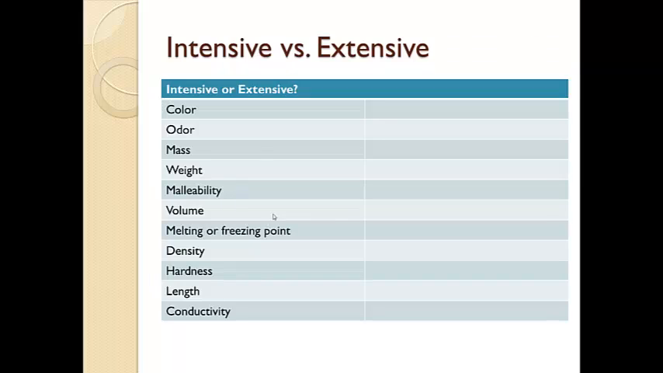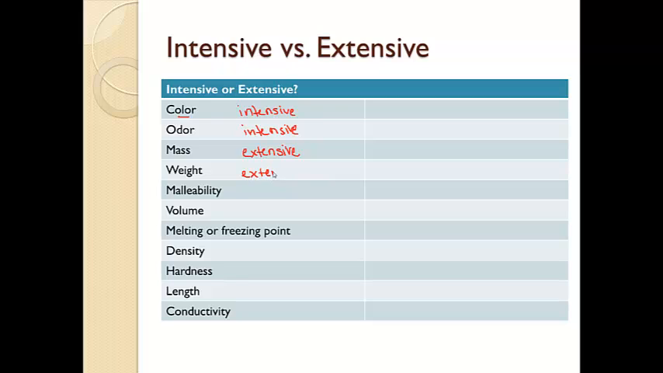Color, since it doesn't matter how much is there in order to determine the color, that's considered an intensive property. Odor, same thing. It doesn't matter how much of the substance is there, it's still going to have the same smell. Mass is considered extensive because the quantity does depend on how much it weighs. Same with weight.